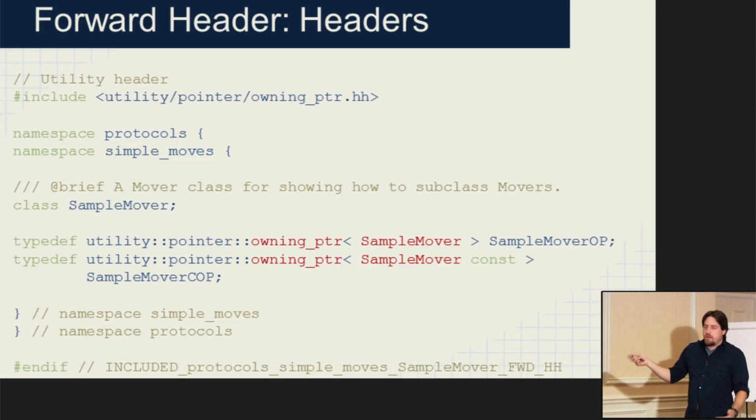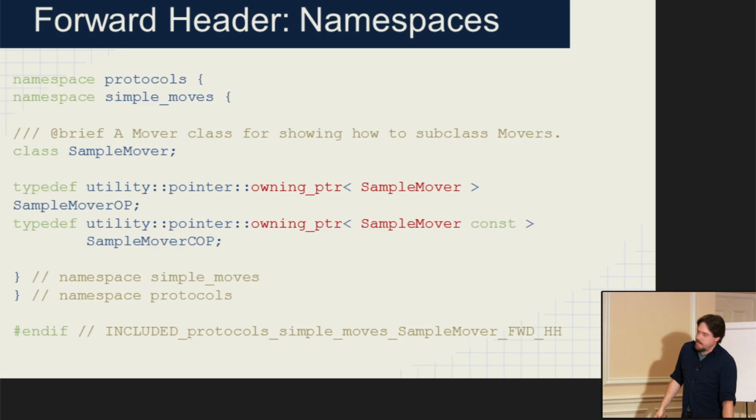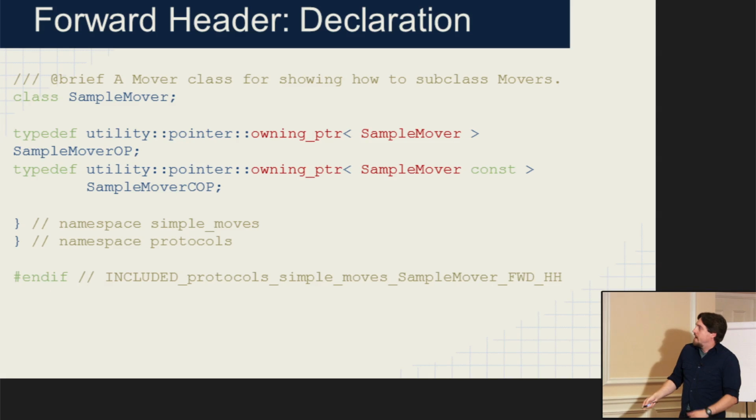Then you include your headers. You already know that. So forward headers, the only real include that you really need to have in your forward header is owning pointer.hh, and that's only if you're creating OPs, which you mostly will be doing. And that gives you the code for owning pointer here, so this makes sense. Then you need to have your namespace. You've seen that before. Now you finally declare your class. This is a primary thing that a forward header does. It just says, I'm going to be later on defining a class called sample mover.